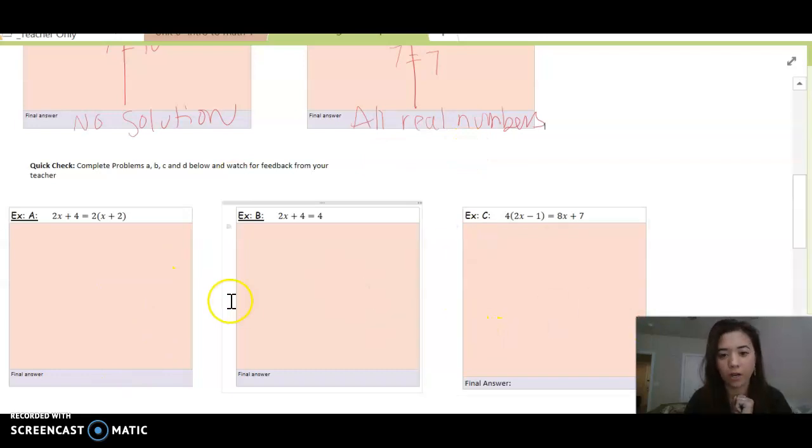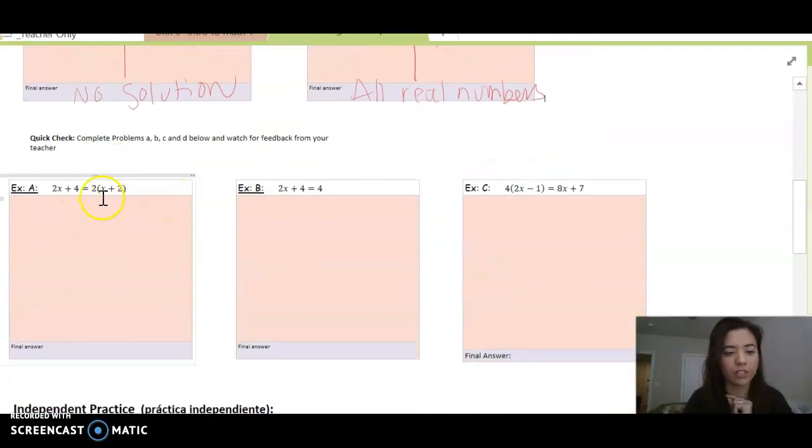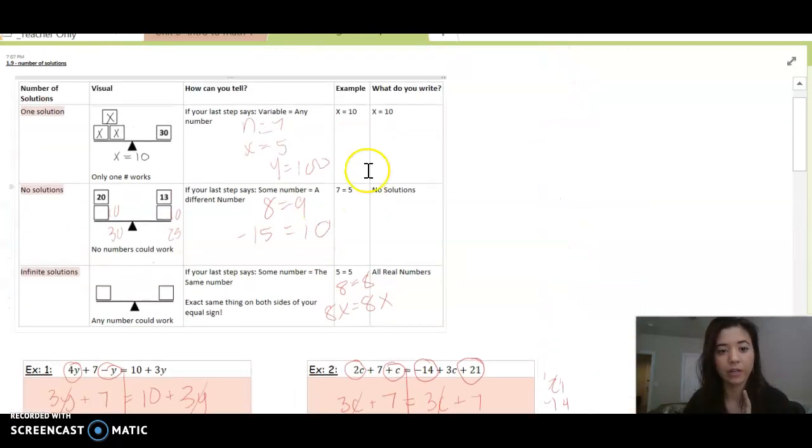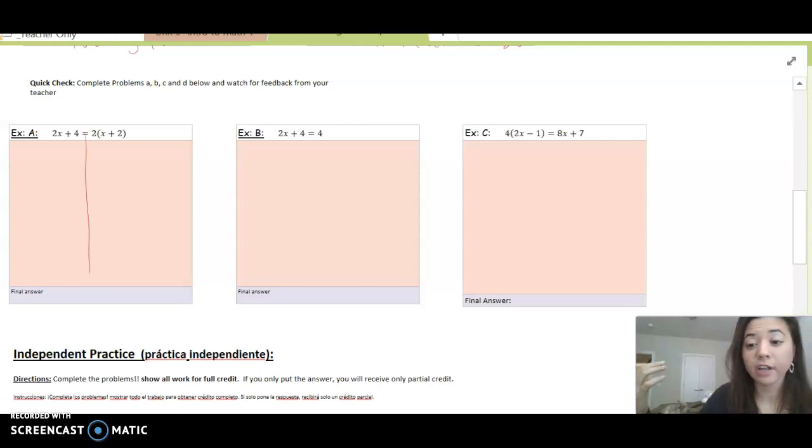Okay, there are 3 problems here. I want you to pause me and give these a whirl. The first one you need to distribute. This one just get your 4 to the other side and then solve. This one distribute and then get your variables to one side and solve. I'm looking for you to say one of these things. All real numbers, no solutions, or x equals a number. Okay, 3 problems. Your time starts now. Come back to me when you finished, or come back to me if you're stuck. Right. Either you're stuck or you're finished.